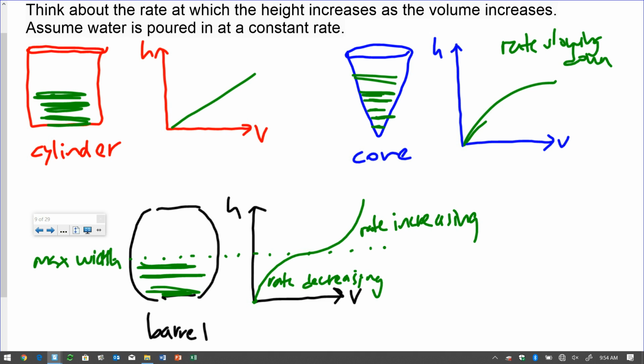So what happens here is my slope, I'm going to get tired, right? My slope is going to get smaller and smaller and smaller. Does everybody see what I'm getting at? The slope is getting smaller and smaller, because I'm having to fill in more and more and more each time. It's getting bigger and bigger.